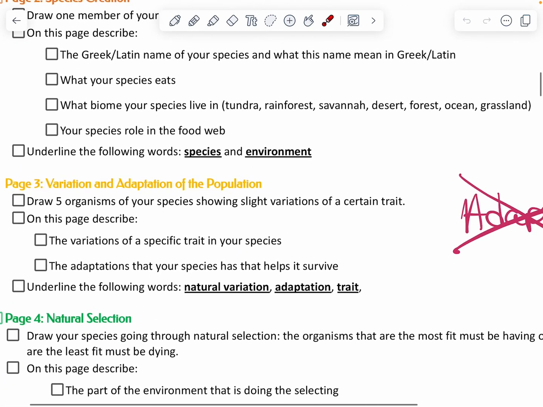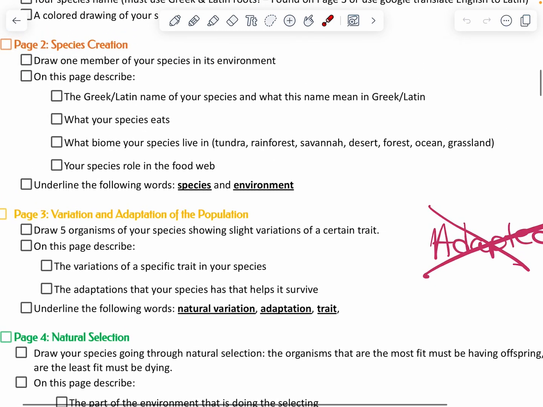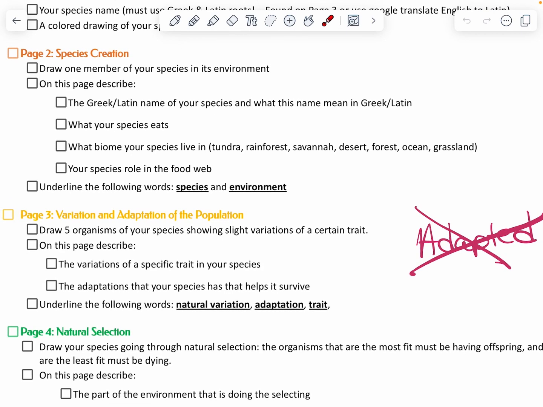Once you get to page 3, this is when you're talking about your variations. And notice in each of these pages you have underlined words that you need, so make sure that you use them correctly. On page 3, you need to draw your 4 to 5 organisms that are showing your slight variations, natural variations that happen in this population. Please make sure that you do not use the word adapted. Keep it as adaptation, because you don't want it to sound like they had the ability or the choice to adapt to the environment. They are born with their traits. That's what they have. If it is beneficial in that environment, it's going to get passed down through reproduction. If not, they're going to die off and not reproduce.